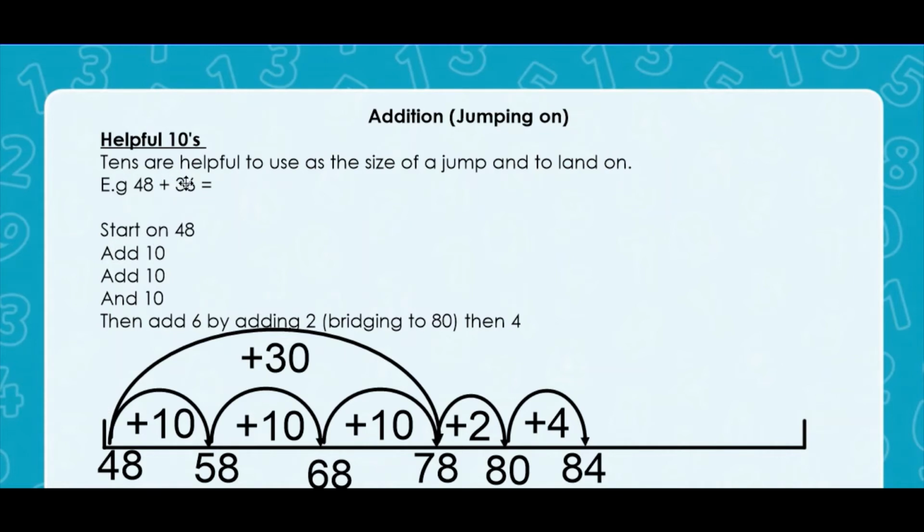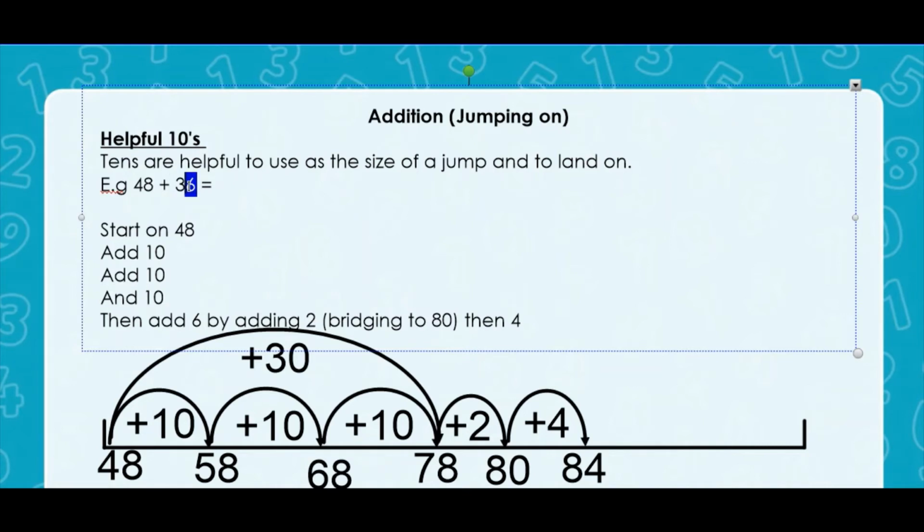I'm going to partition my number into tens and units. So here, 36, I have 3 tens and 6 units. Here, I'm going to add my 3 tens first. So 48, adding 3 tens, adding 1 10, 58, 2 tens, 68, 3 tens, 78. If I feel confident enough, I can just add my 30 all in one. Then I need to look at my units. I've got 6 units to add.